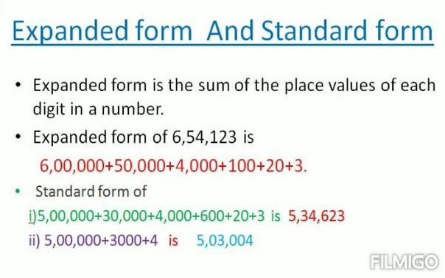Next we are going to recall what is expanded form and what is standard form. Expanded form is the sum of the place values of each digit in a number. That is, in a number, if we find the place value of all the digits and write them with the plus sign, then we will get the expanded form of the number.